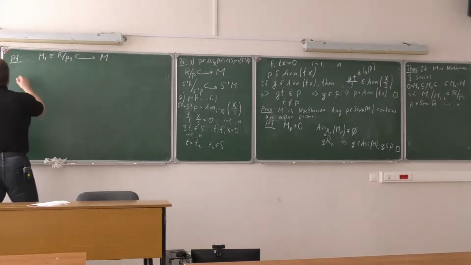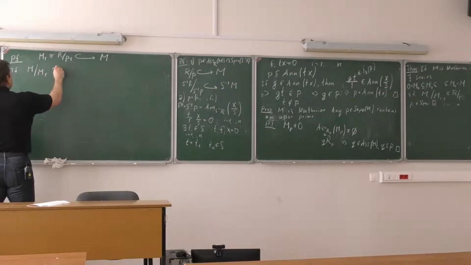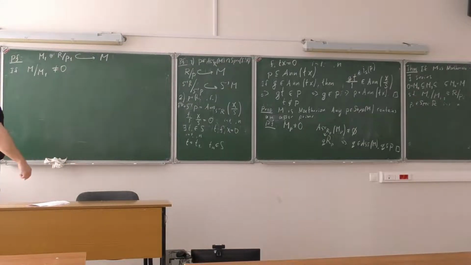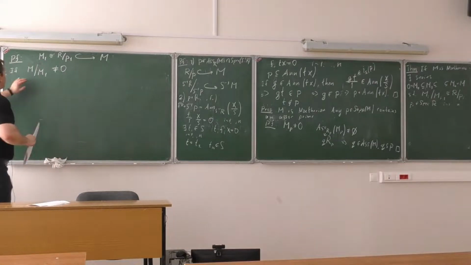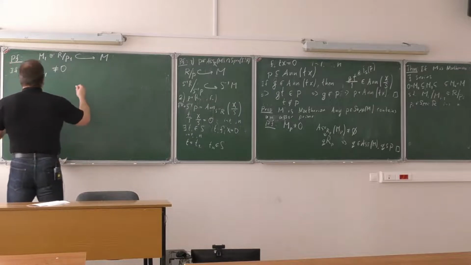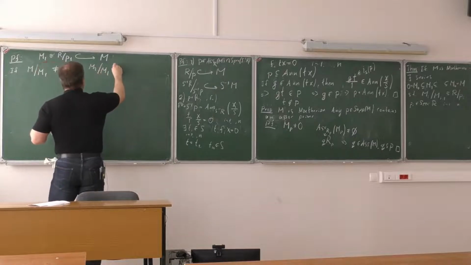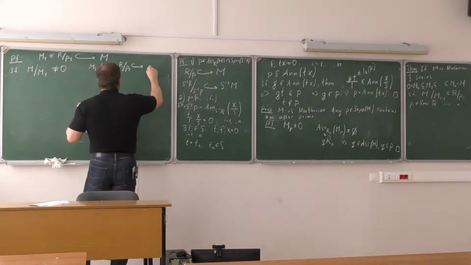So if the quotient M modulo M1 is the zero module, we're done, right? Then our module is given as R modulo P1. And if this is not 0, this is again a Noetherian module, so we just continue doing this. I claim that we can take M2 modulo M1, which will be isomorphic to R modulo P2, and this is embedded into M modulo M1.